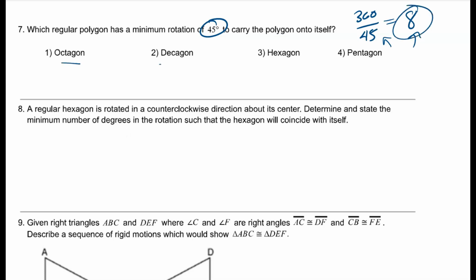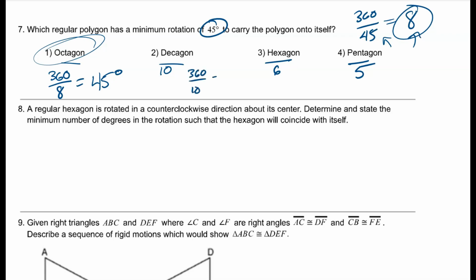So as I'm looking at my answer choices here, remember an octagon has 8 sides, a decagon has 10, a hexagon has 6, and a pentagon has 5. My octagon would be the one with the 8 sides here. If you're not quite sure, remember we could take 360 and divide it by the number of sides, and that's going to tell me the minimum rotation to get a polygon to map onto itself. So octagon here would be the best fit.